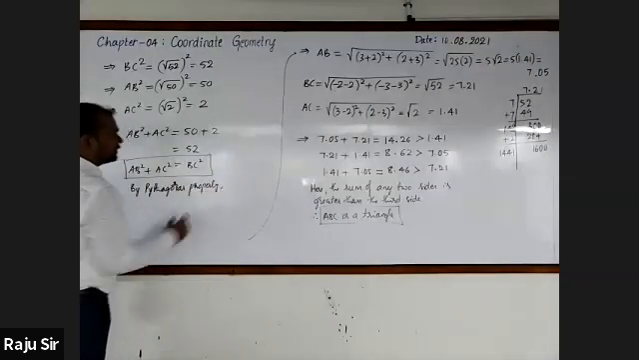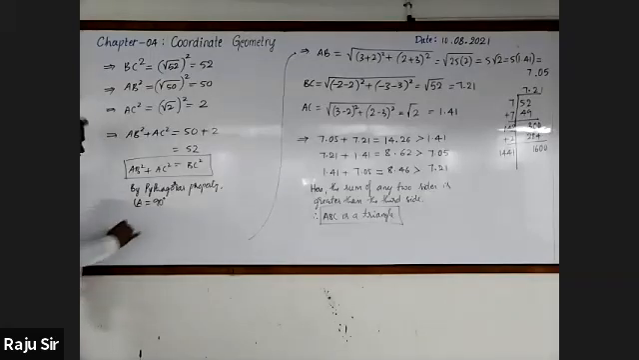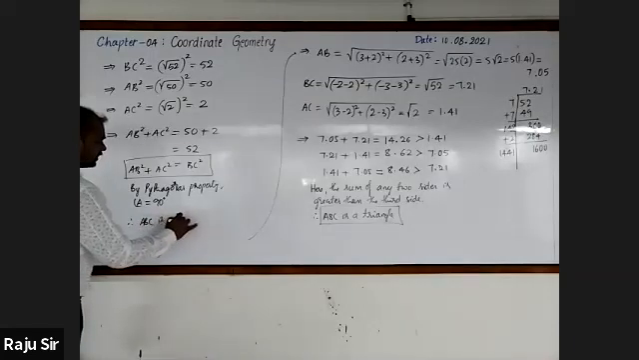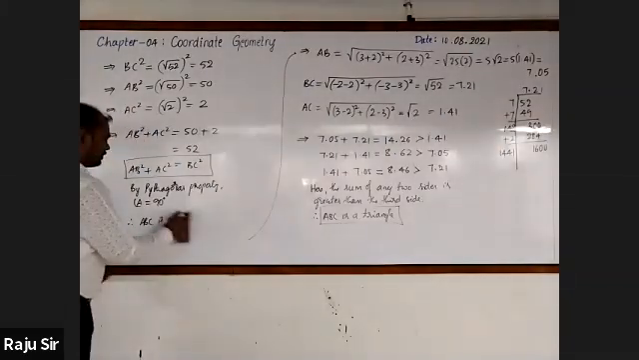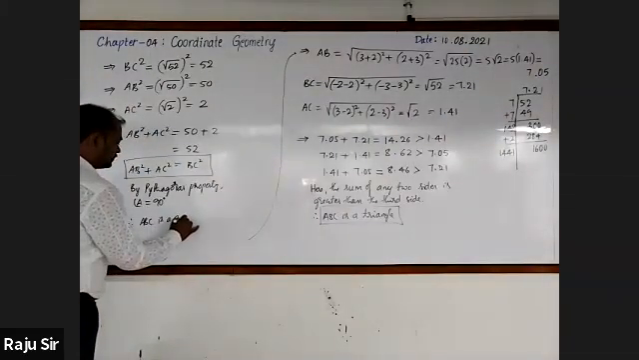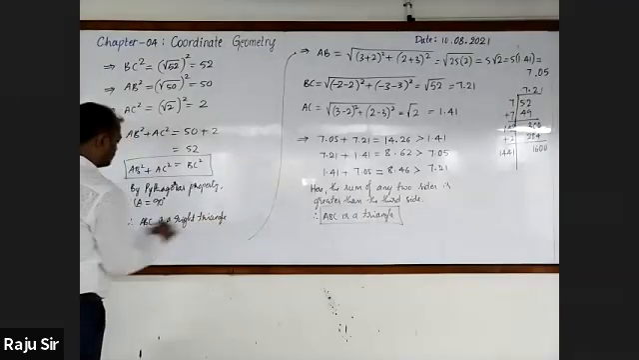Which is the hypotenuse here? BC is the hypotenuse. What is the angle opposite to BC? Angle A. Angle A equals 90 degrees. If one angle is 90 degrees, then it is a right triangle. Therefore, ABC is a right triangle.